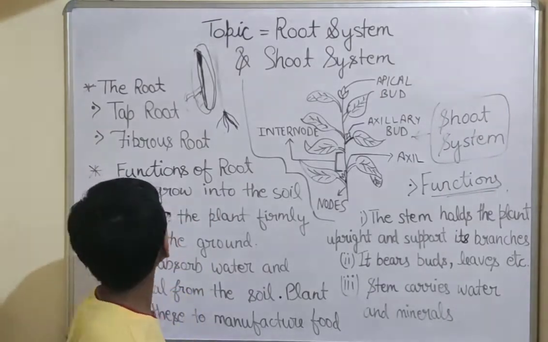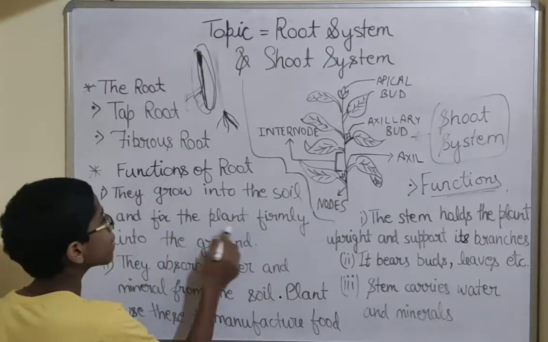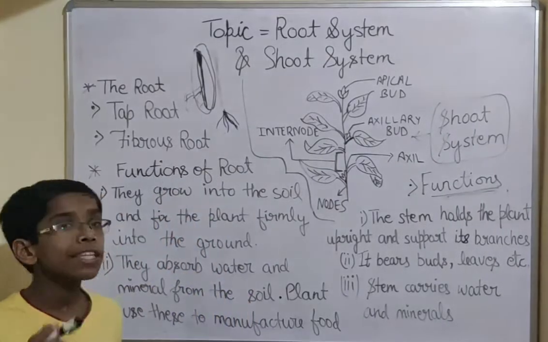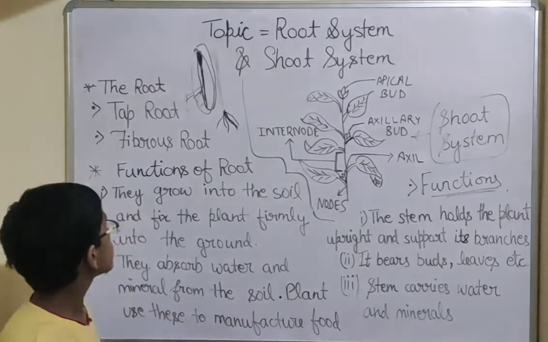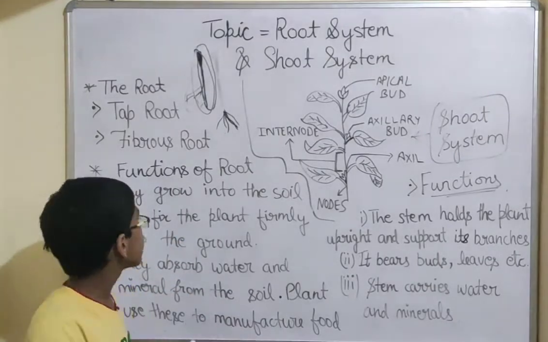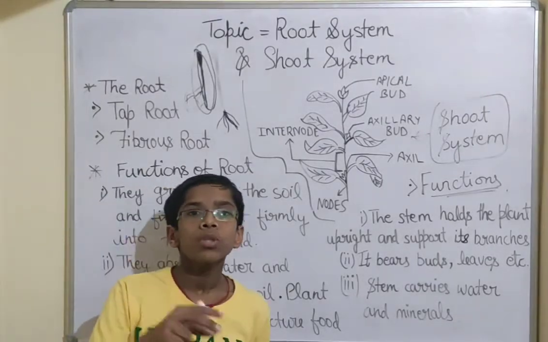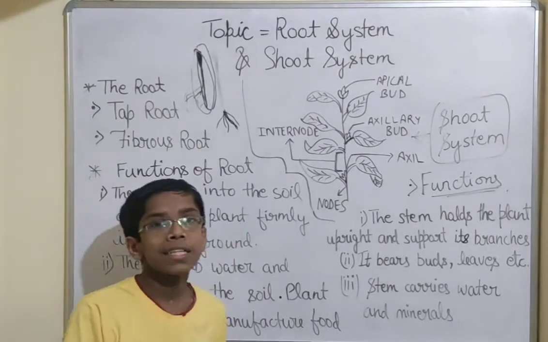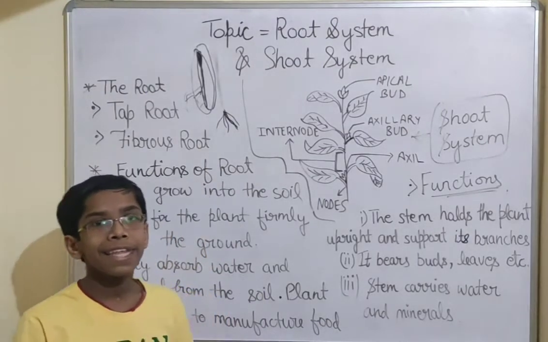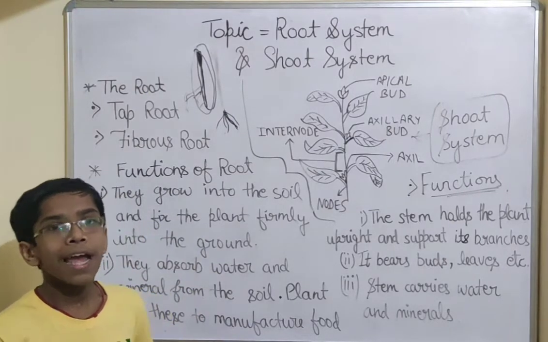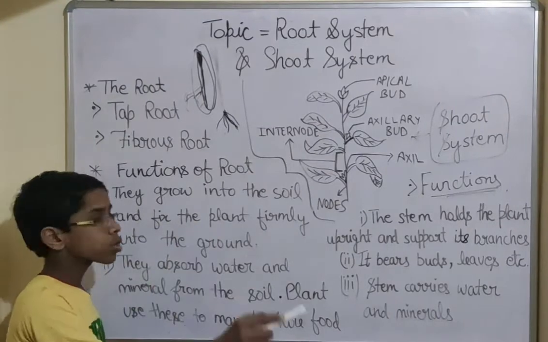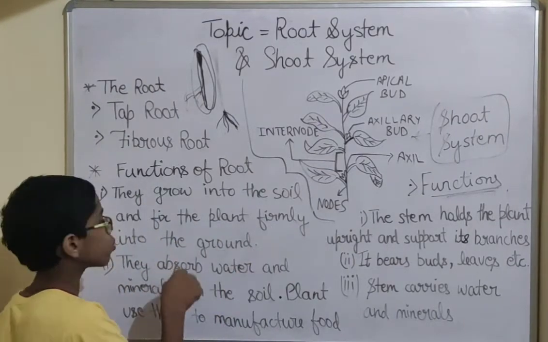What is the function of the root? They grow into the soil and fix the plant firmly into the ground. So they protect the soil from soil erosion. Okay, the main function of the root is that they grow into the soil. They can grow deep into the soil and they can form a cluster of fine roots and can protect the soil from erosion. Okay, so they grow into the soil and fix the plant firmly into the ground.